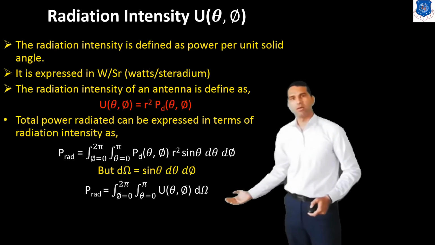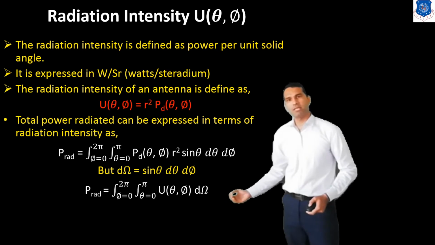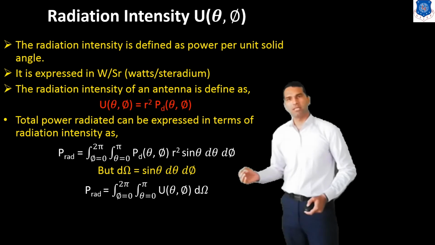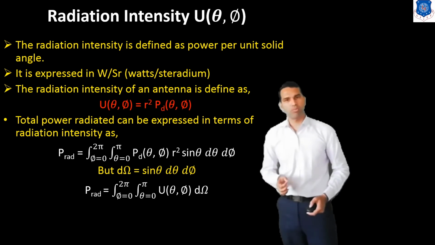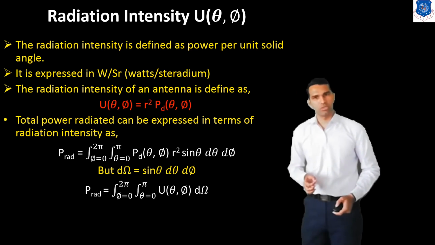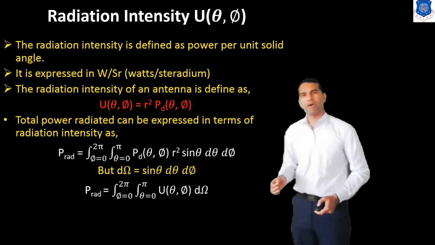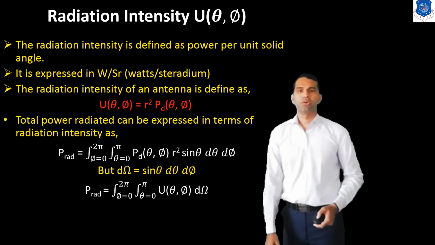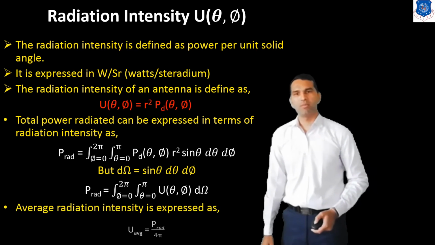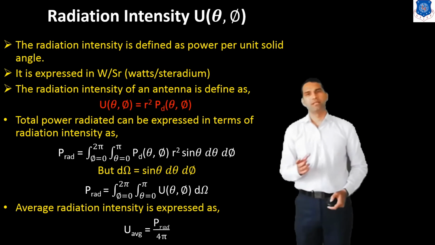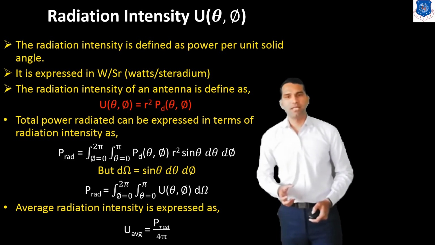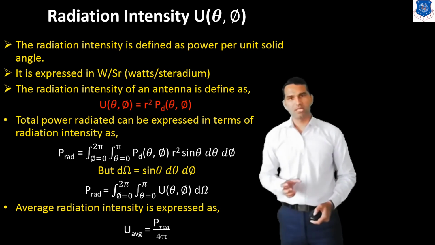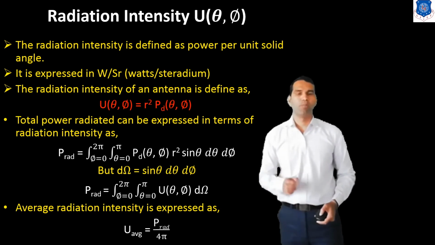This is nothing but the relation between the radiated power and the radiation intensity. The power radiated is defined as P_radiate equals the integral with φ from 0 to 2π and θ from 0 to π of U(θ,φ) dΩ. So this is the relation between the radiated power and the radiation intensity. The average radiation intensity is expressed as U_average equals P_radiate upon 4π.